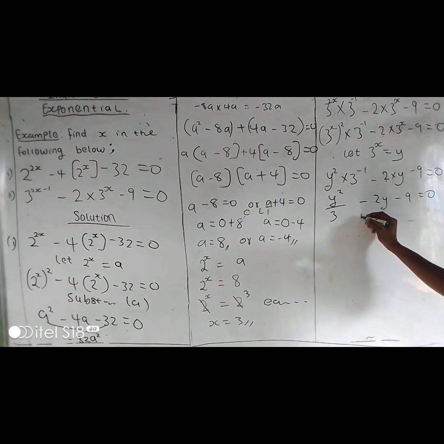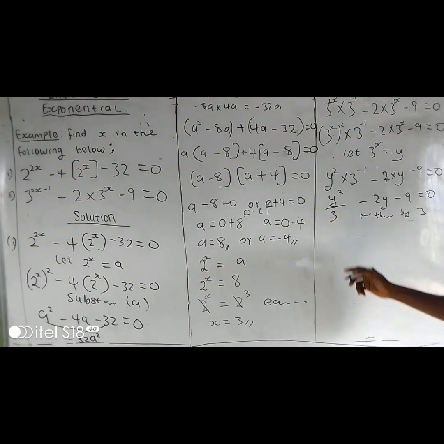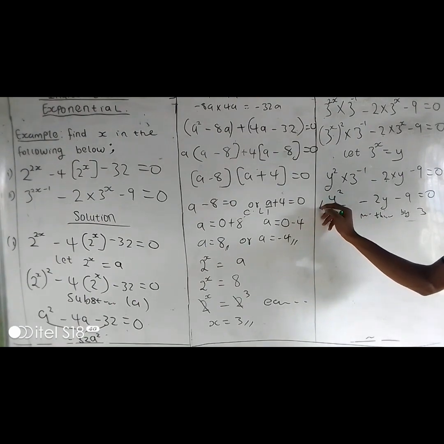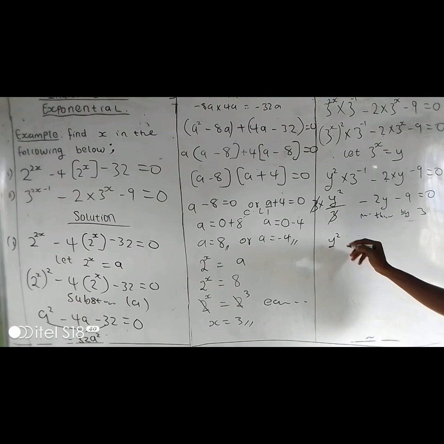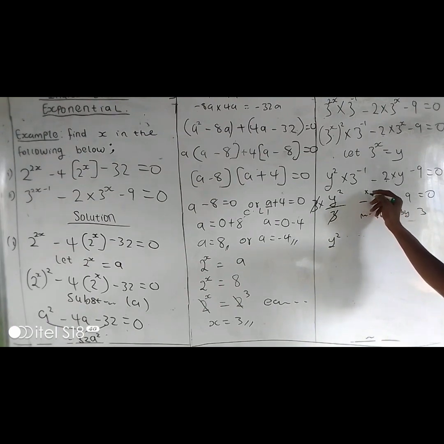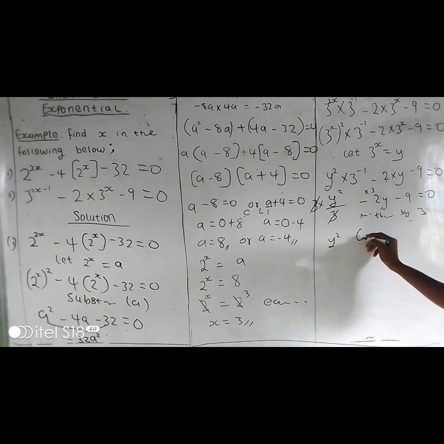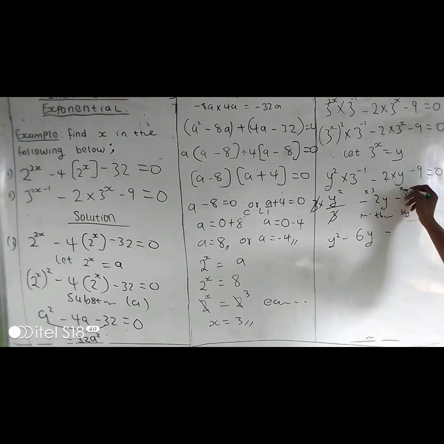So what do we do? Multiply 2 by 3 to eliminate this 3 from here. So when I multiply 2 by 3, this 3 will cancel this 3. So I have y squared, multiplying this one by 3 times 3 will give you 6, minus 6y, then multiplied by 3 gives you 27, is equal to 0. So from here we can now easily solve.